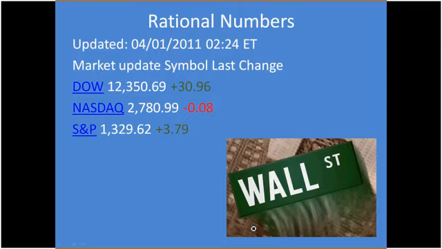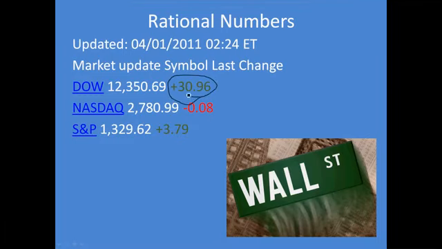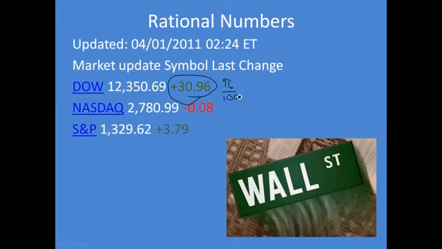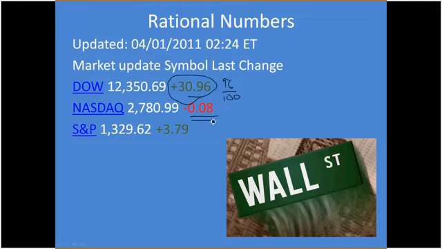Here are some examples of where you might see rational numbers in your real life. This is the stock market. Even though these are expressed as decimals, 30.96 is the same as 30 and 96/100ths. So therefore it can be written as a fraction, and therefore it is a rational number. You've got positive rational numbers and negative rational numbers. This day the NASDAQ was down. That's why you usually see it in red.